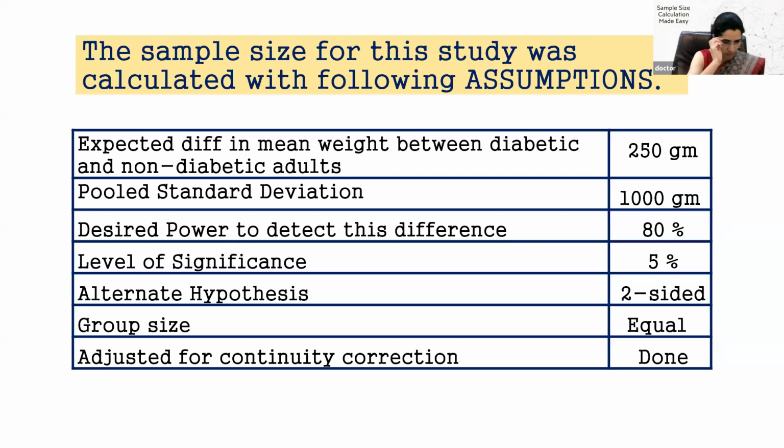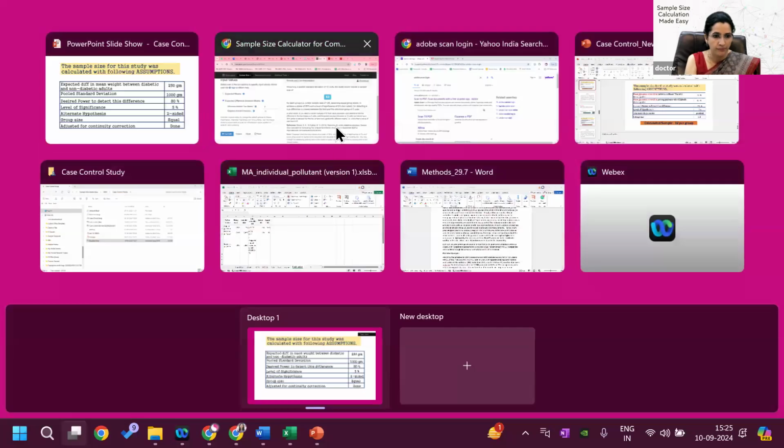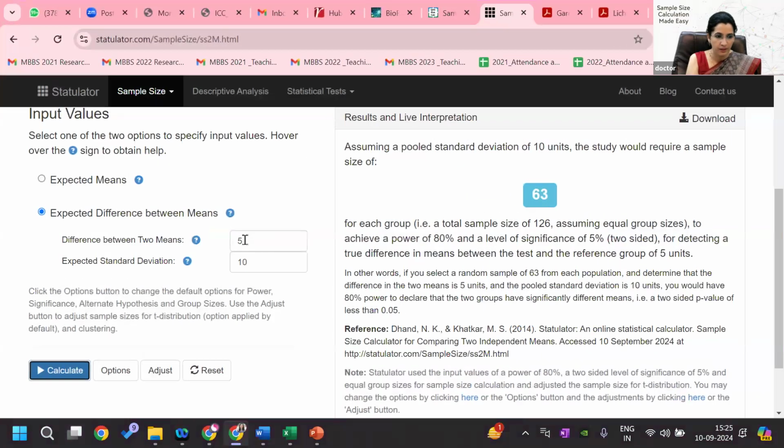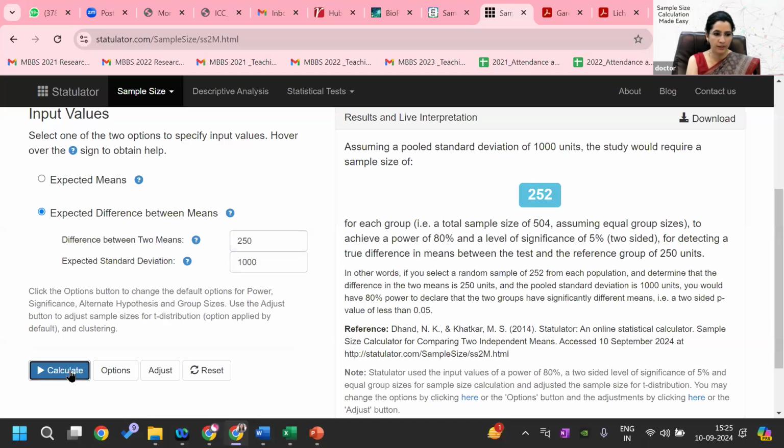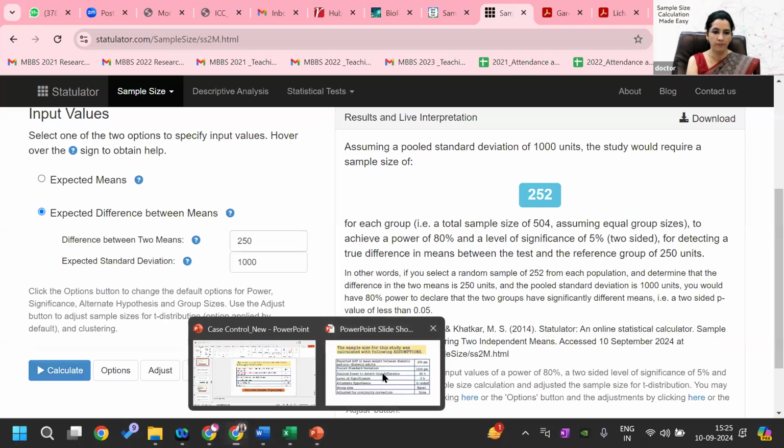I'll again go here, where I can see the difference is 250 grams and the standard deviation is 1000. If you calculate the sample size, you can see there will be 252 in each group.